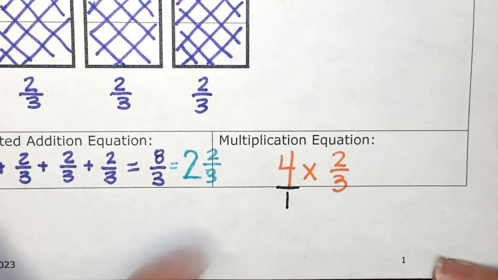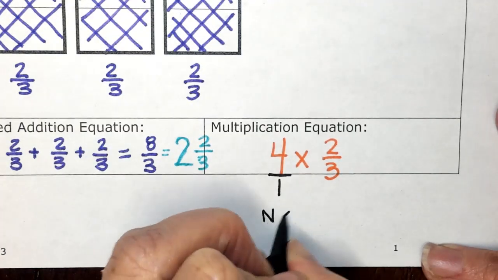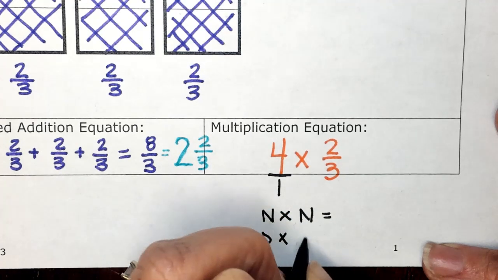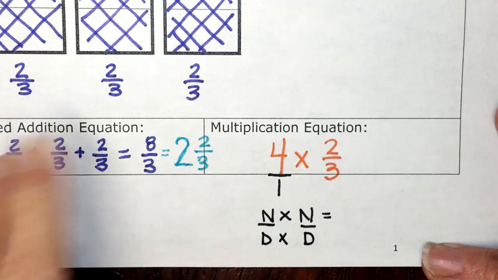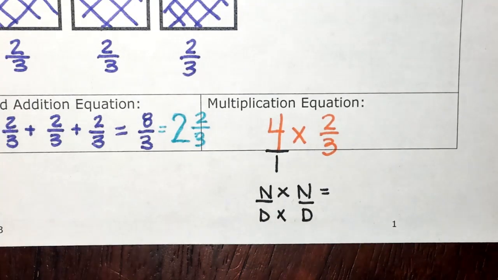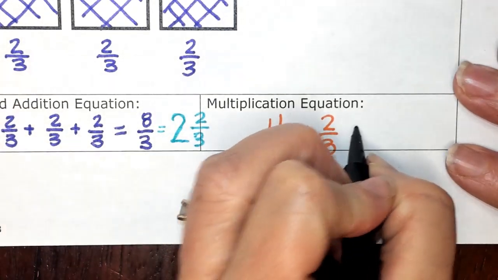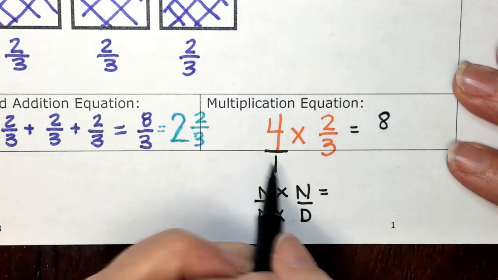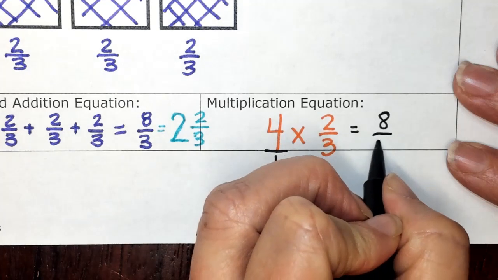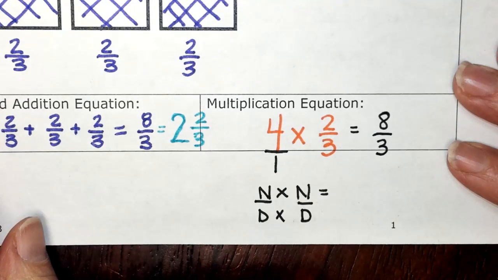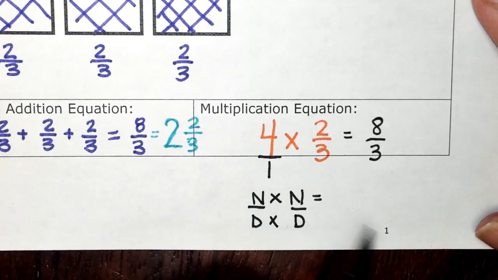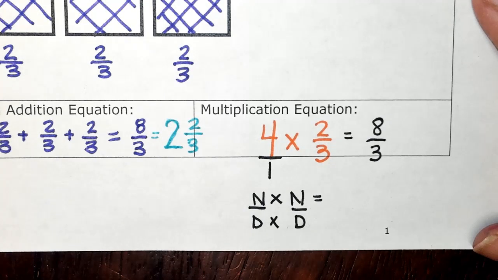And then we simply just say numerator times numerator and denominator times denominator. And that's how we're going to be solving this. So 4 times 2 will give us the numerator of 8, and 1 times 3 will give me the denominator of 3. Again, I have an improper fraction, so I can't leave it like an improper fraction.